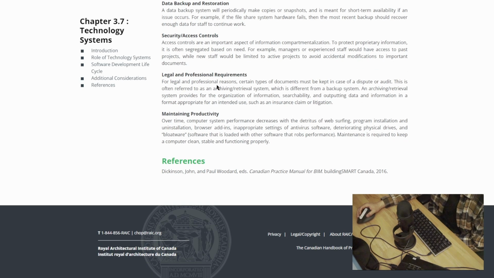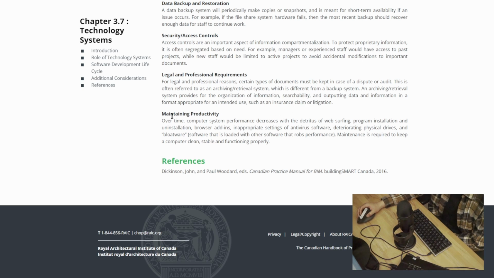Legal and professional requirements. For legal and professional reasons, certain types of documents must be kept in case of a dispute or audit. This is often referred to as an archiving/retrieval system, which is different from a backup system. An archiving/retrieval system provides for the organization of information, searchability, and outputting data and information in a format appropriate for an intended use, such as an insurance claim or litigation.